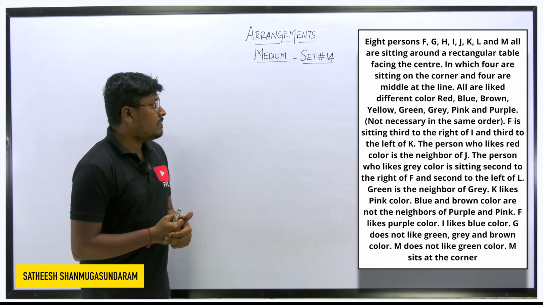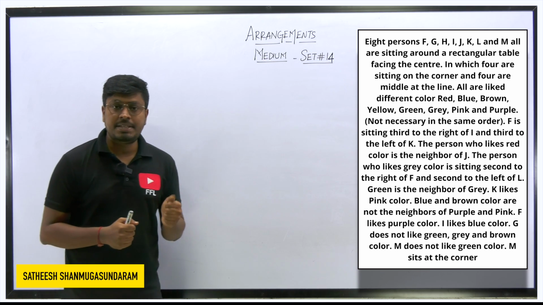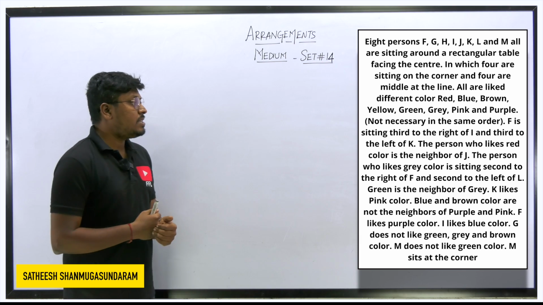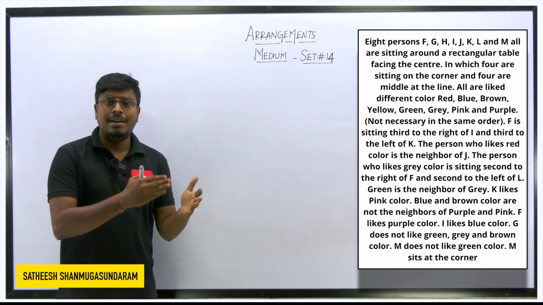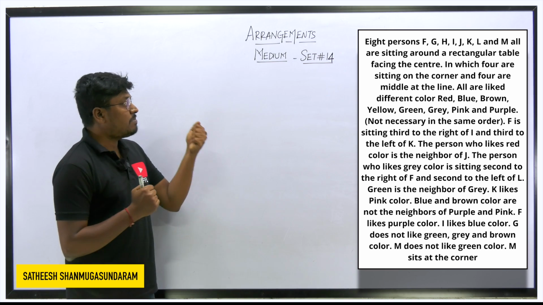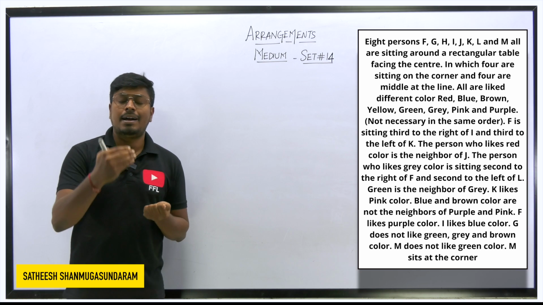In this video, we will be solving a medium level seating arrangement, that is set number 14 question. Initially, don't forget to watch all my easy level seating arrangement videos, that is 25 videos, and then watch my medium level arrangement videos, that is starting from 1.